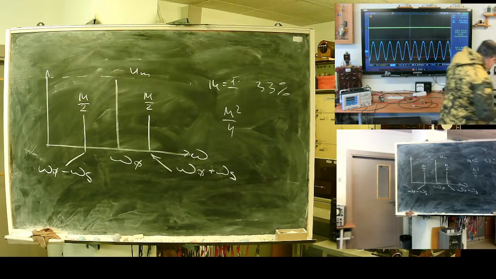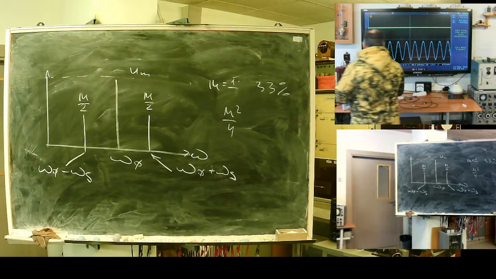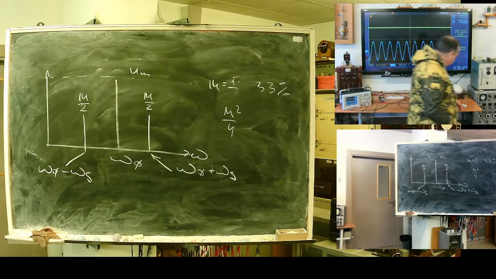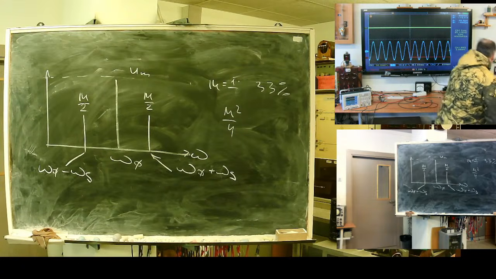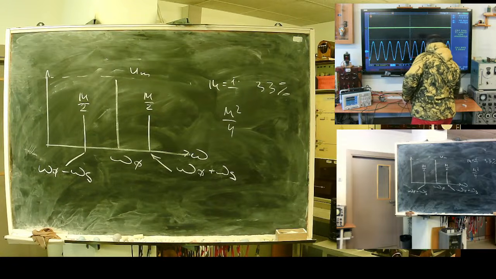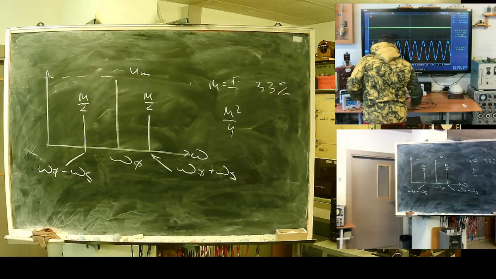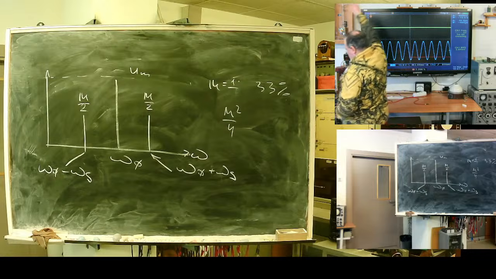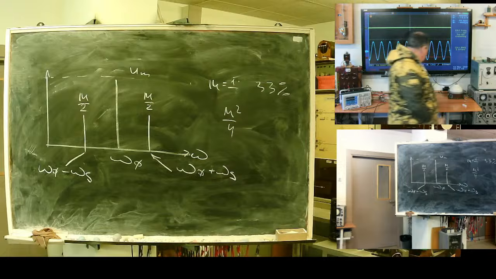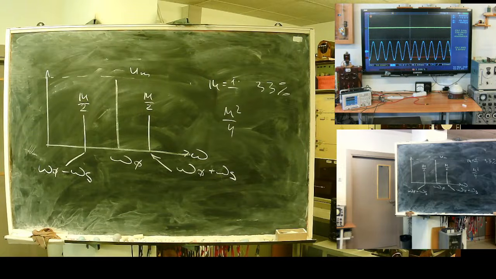Okay. Here is a nice harmonic signal with frequency 500 Hz. It comes from my big generator. And what I'm willing to do with the signal of 500 Hz.